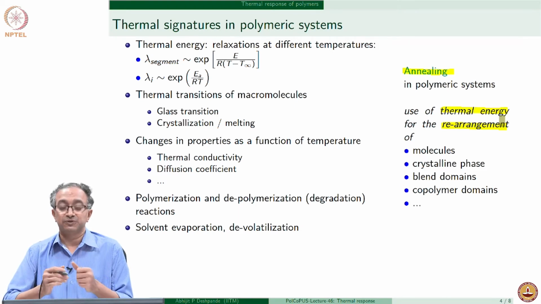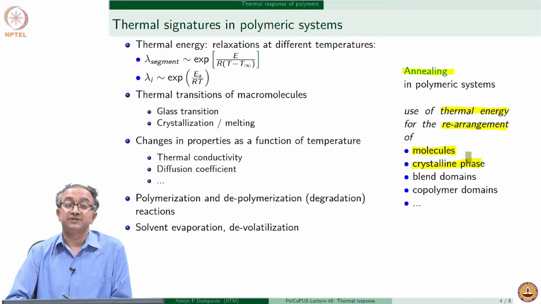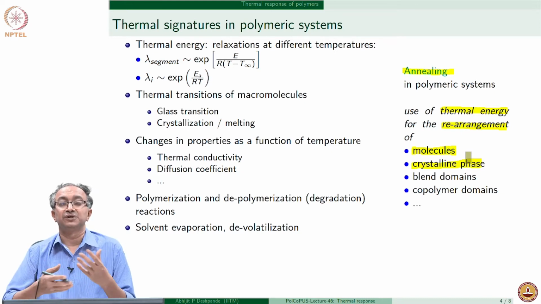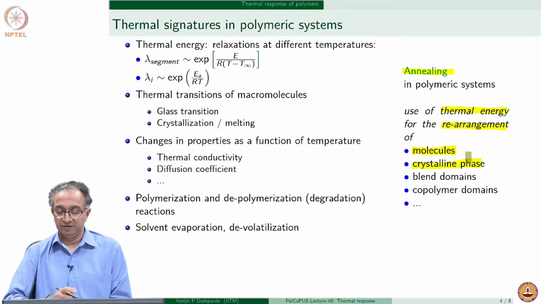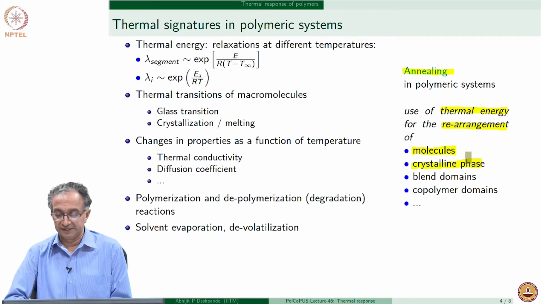And this microstructure manipulation could involve rearrangement of molecules, rearrangement of crystalline phase. What do we mean by rearrangement of a crystalline phase? For example, we could cool the polymer at a certain rate and therefore form certain lamella of a thickness. But when I anneal the polymeric sample, the thickness can increase. So, therefore, annealing can be used as a way of improving properties of materials.